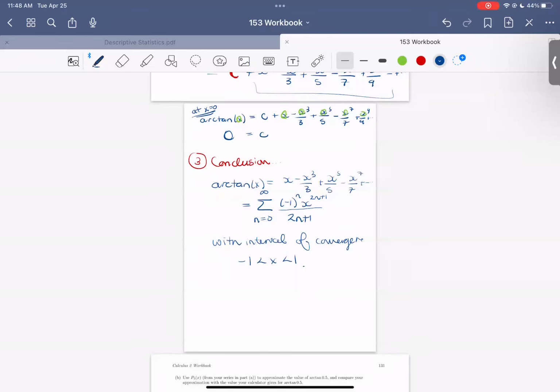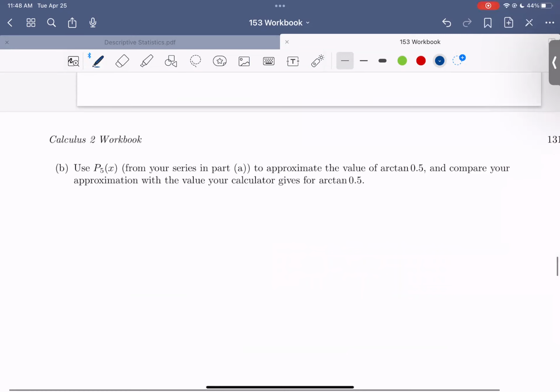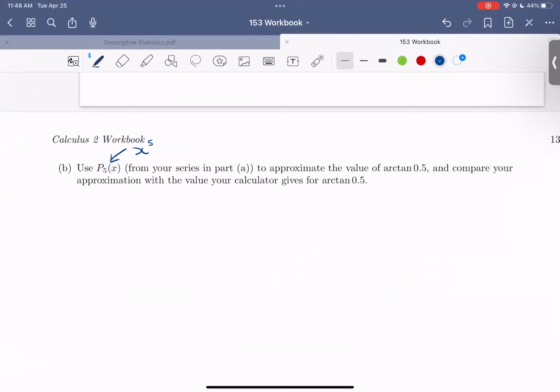All right, so now let's just go ahead and finish off this example by looking at part B. So in part B, we're asked to use p sub 5 of x. So that's the 5th degree polynomial, so our term on the x needs to go up to 5 or less. Maybe if our power series has odd or even powers, then we're only going to go up to 4. But regardless, we'll see what that looks like. So use p sub 5 of x from your power series in part A to approximate the value of arctan at 0.5 and compare your approximation with the value your calculator gives for arctan of 0.5.